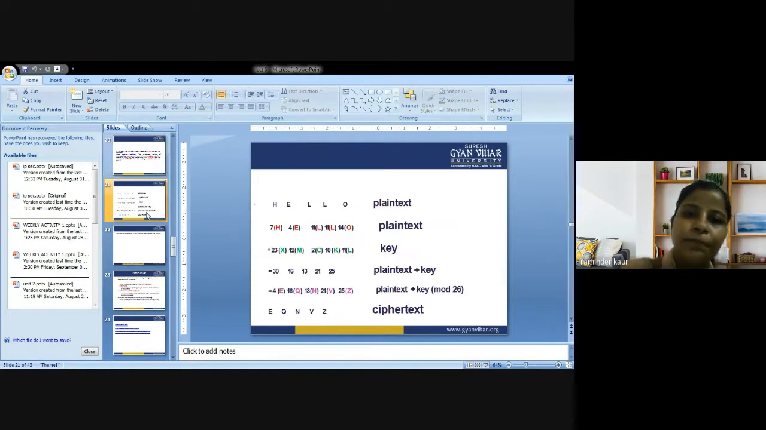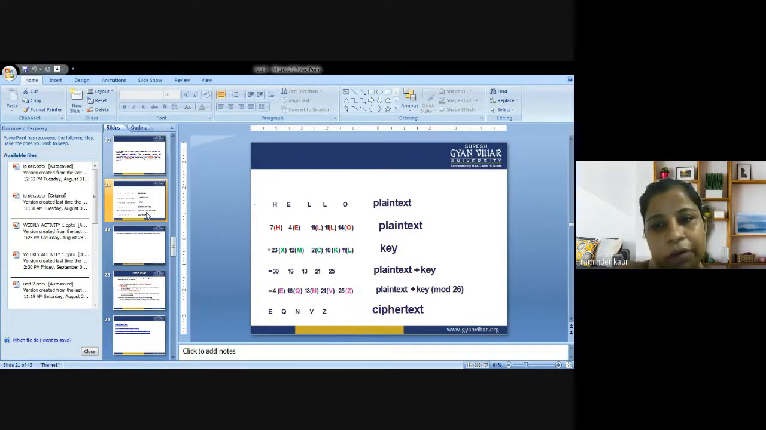This is the practical example. This is the plain text. Now in the plain text, H is represented by 7, E is represented by 4, and in the same manner, O is represented by 14. Now we are going to take the key, that is XMCKL. X is represented by 23. So 23 plus 7 is equal to 30. 12 plus 4 is 16. In the same manner, 14 plus 11 is 25.